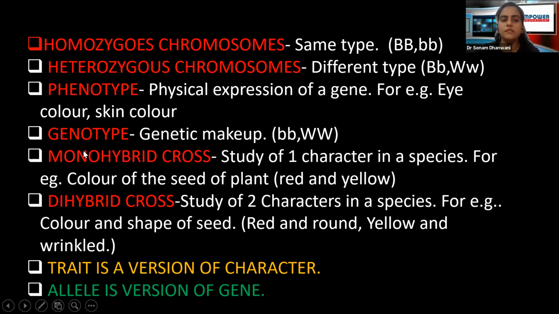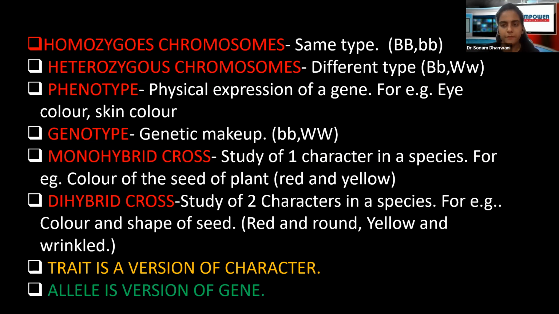So genotype is the genetic makeup and phenotype is the external view that we can see of the characters. That is the physical expression of a gene. So if we have eye color as the phenotype, then uska eye color will be recessively black or dominantly white is going to be the genotype.